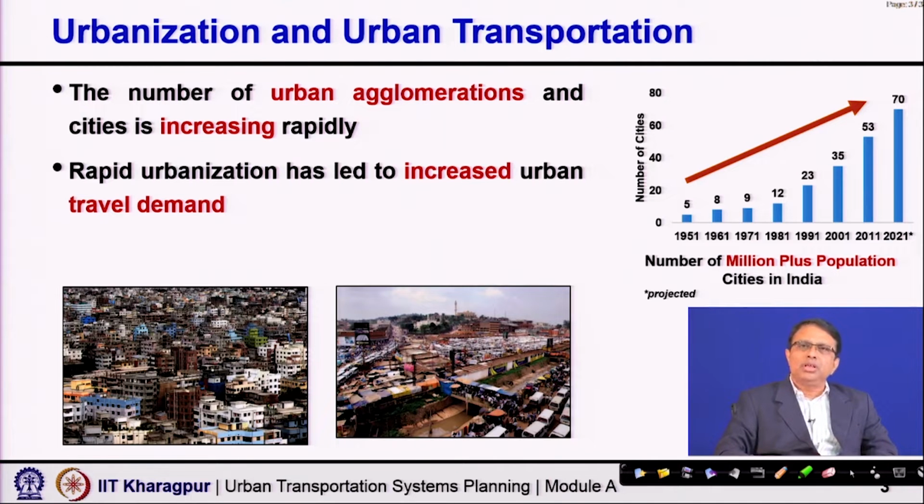The big question here is: is the urbanization happening the way it is expected or desirable? The answer is probably no. Most of our cities are not planned cities, and the urbanization is not really taking place in a very systematic manner.